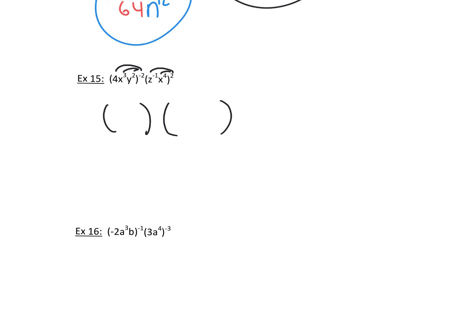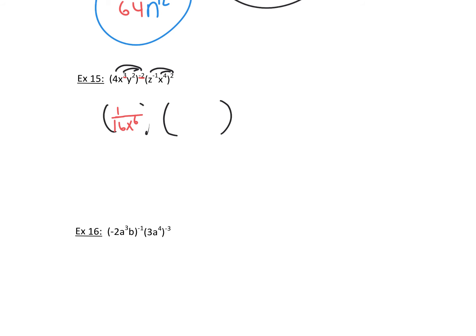Okay, so 4 to the negative 2nd. I'm going to do this now with fewer steps on the side. 4 to the negative 2nd is the reciprocal of 4 squared. That's 1 over 16. Okay, I'm going to multiply my powers. 3 times negative 2 on the x is going to give me x to the negative 6th, so I'm going to put it in the denominator as x to the 6th. And then y, 2 times negative 2 is negative 4th power, so that's also going to go in the denominator. So it's going to be y to the 4th in the denominator.